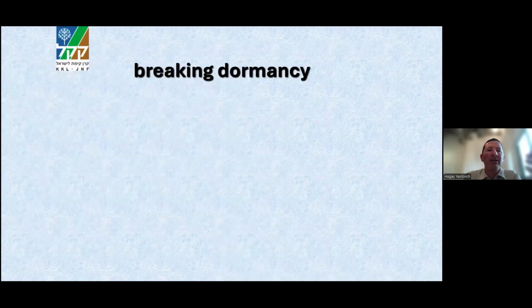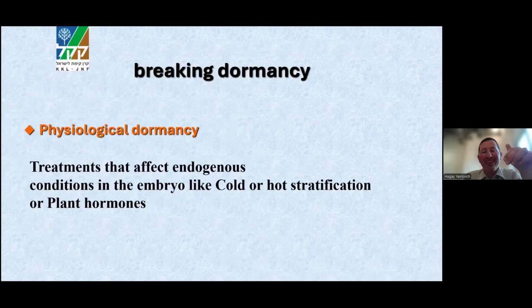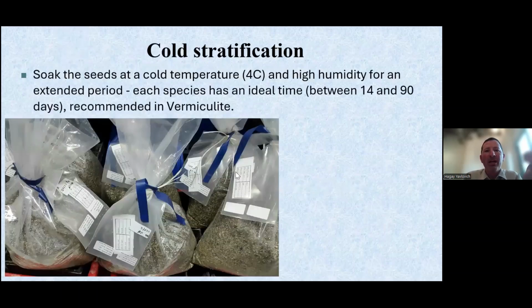Now, if we want to break the physiological dormancy from inside of the seed, what we are doing is called stratification, okay? That means we put the seed in cold temperature and high humidity for a long period. A long period can be between 14 and 90 days. It depends on the species. There are species that need a long time, there are species that need a short time. And this is a picture of how it looks like.